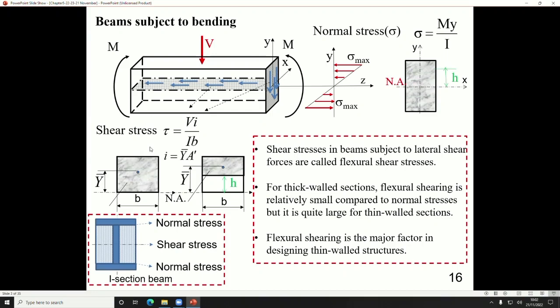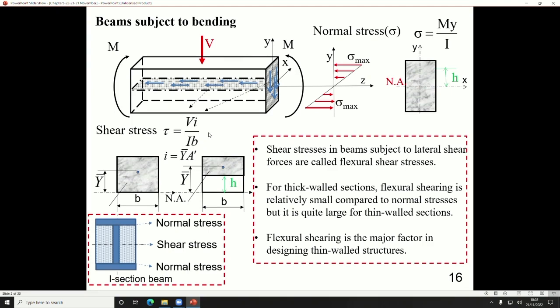In chapter 1, chapter 2, or chapter 4 when it was subject to a torque, we called them simple shear or pure shear. But when a component is subject to a lateral shear force, the shear stress is called a flexural shear stress. So this is the equation for the flexural shear stress. It's equal to the shear force applied at any section. I is the second moment of area, capital I, and b is the width.